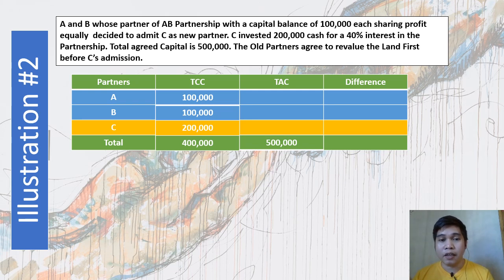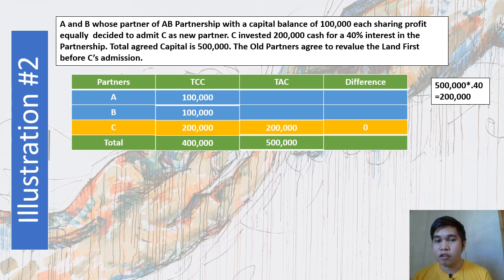So since given na ang total agreed capital ng partnership, tapos 40% daw ay mapupunta kay C, so simply multiply 40% by 500,000. So mapupunta po kay C after the capital credit, magiging 200,000 pesos. So kung mapapansin nyo, the total agreed capital of C is equal to his contributed capital. So if that's the case, there is no difference. So wala pong bonus sa illustration number 2. So since walang bonus, wala po tayong ita-transfer from one partner to another.